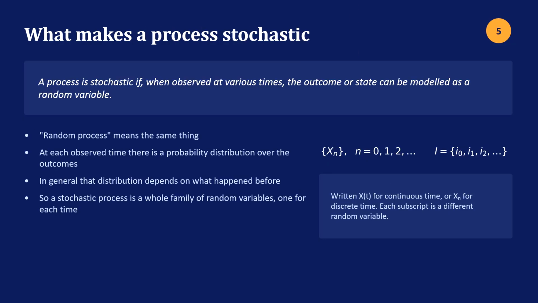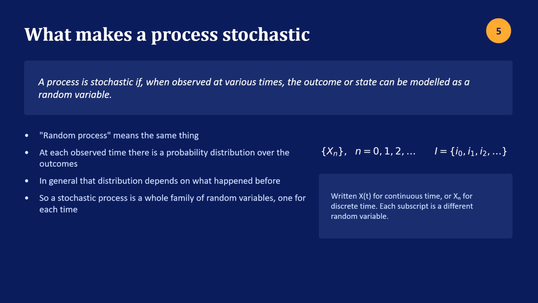Here's the definition that gives this section, in this lesson, its name. A process is called stochastic if, when you observe it at different times, the outcome or state can be modeled as a random variable. The term random process means exactly the same thing, and you'll see both terms used in the literature. At each time you observe the process, there is a probability distribution over the possible outcomes. And in general, that distribution depends on what's happened in the past concerning the process.